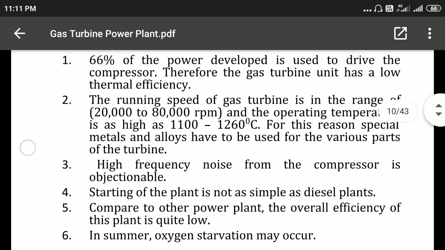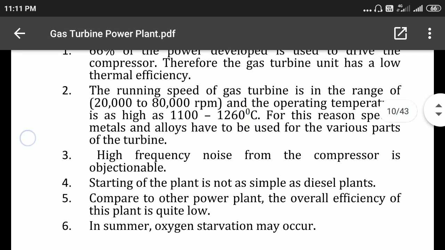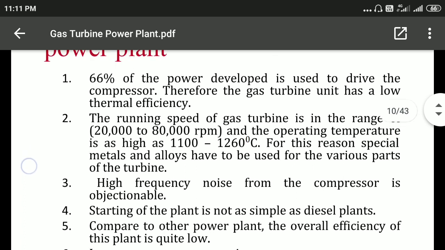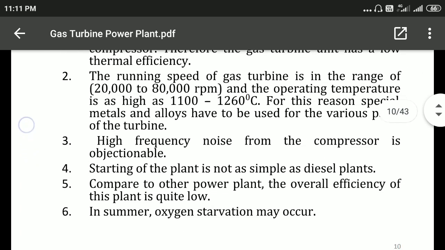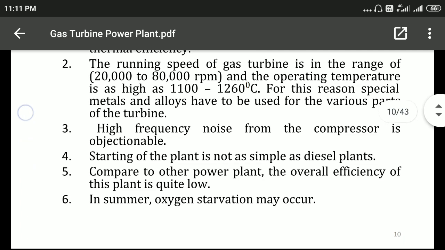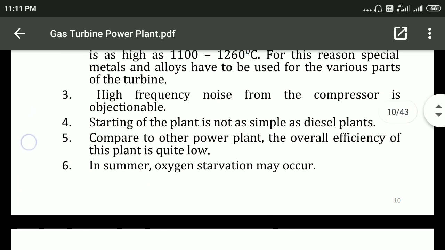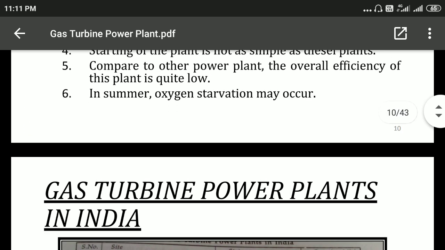For this reason, special metals and alloys have to be used for various parts, because the speed is very high. High frequency noise from the compressor is objectionable. Starting of the plant is not as simple as the diesel power plant, because we know that a diesel power plant provides quick response to energy generation. That is not simple in a gas turbine power plant. Compared to other power plants, the overall efficiency of this plant is quite low.